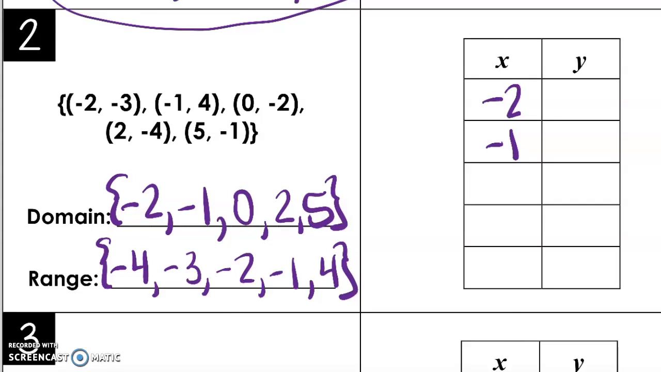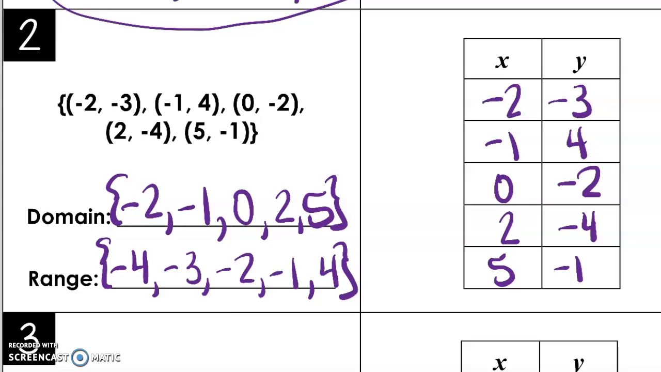Table, if you want, I usually do my x and y at the same time. So -2, -3, -1, 4, 0, -2, 2, -4, and 5, -1.